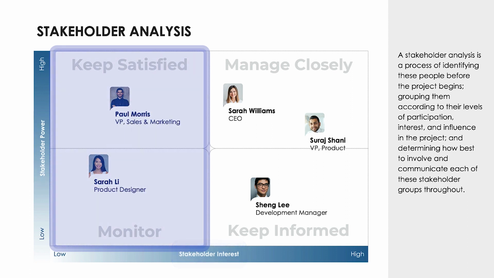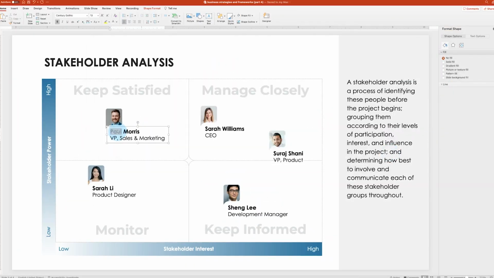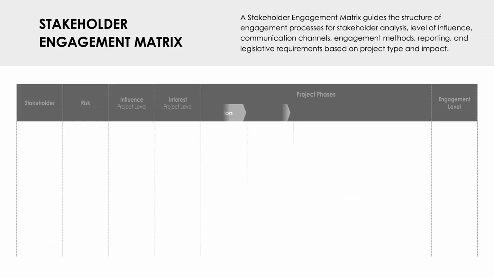Keep satisfied and monitor those who have little interest, but the ones to monitor closest are those with high power and high interest. Communicate often with those stakeholders. Plot the stakeholders with pictures here, or if you want a simpler design, this matrix lists them all out with just the important details.